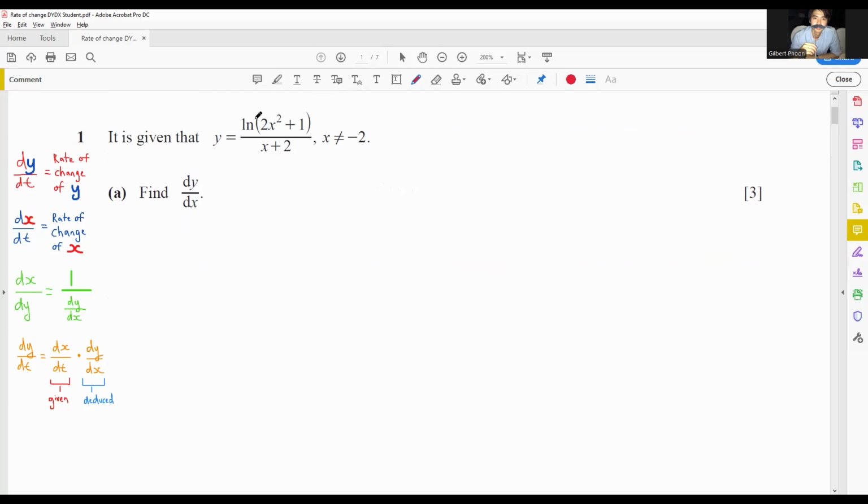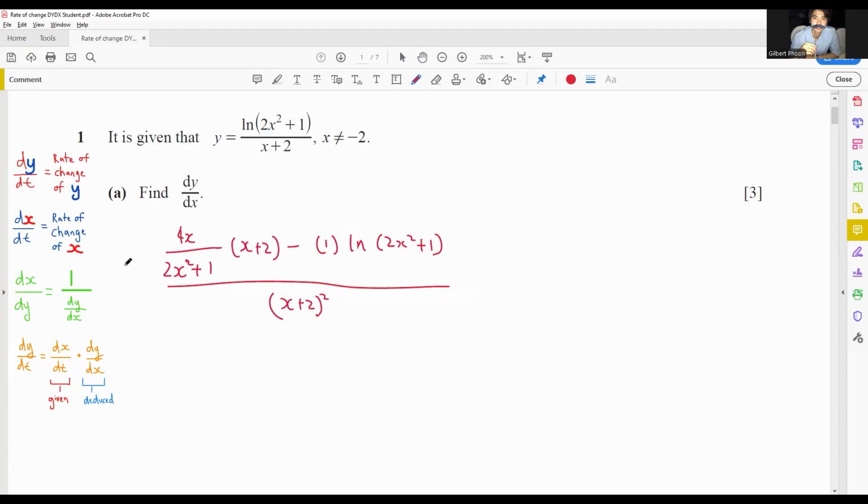Finding dy/dx for this equation, this is actually our quotient rule. So differentiate top, you have 4x over 2x squared plus 1. Okay, then copy bottom, so you have x plus 2, minus the differentiation of bottom, which is just 1, copy the top, ln(2x squared plus 1), the whole thing over the bottom squared, which is (x plus 2) squared, right? Then this is your dy/dx equation.